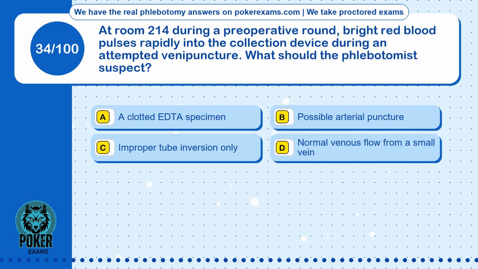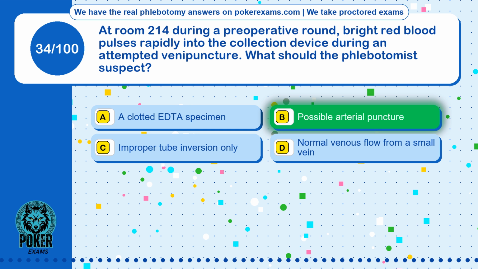Question 34. At room 214 during a preoperative round, bright red blood pulses rapidly into the collection device during an attempted venipuncture. What should the phlebotomist suspect? Option A. A clotted EDTA specimen. Option B. Possible arterial puncture. Option C. Improper tube inversion only. Option D. Normal venous flow from a small vein.